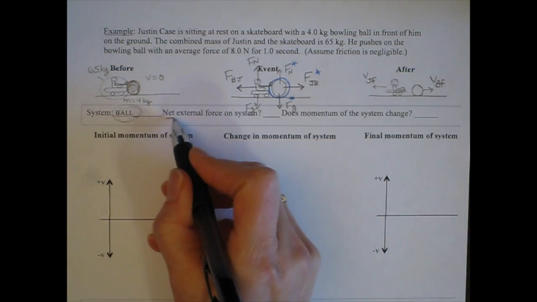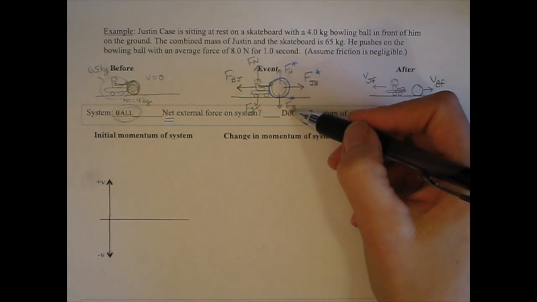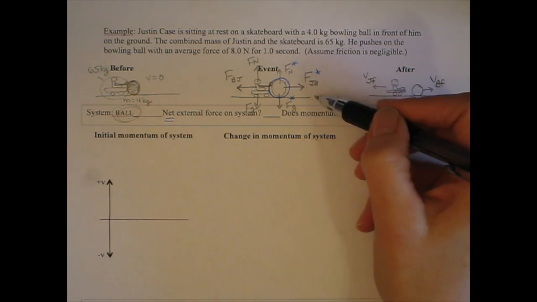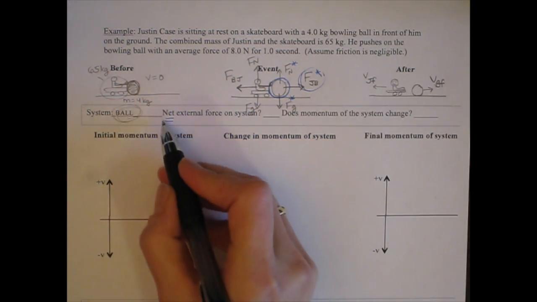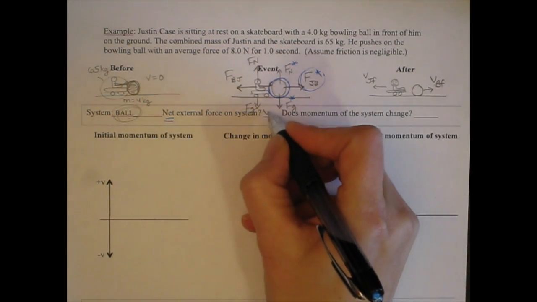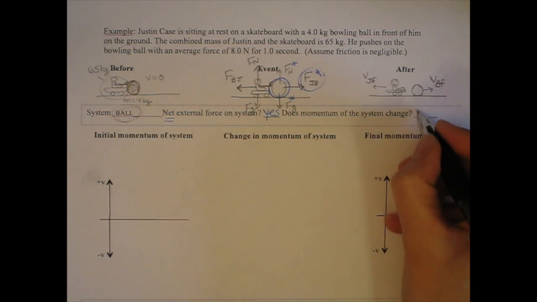But we're asked for the net external force, so we need to add these together. The normal force and force of gravity will cancel out. So when I add these three forces, the net force is just the force of Justin on the ball. So is there a net external force? Yes. Does the momentum of the system change? Yes.